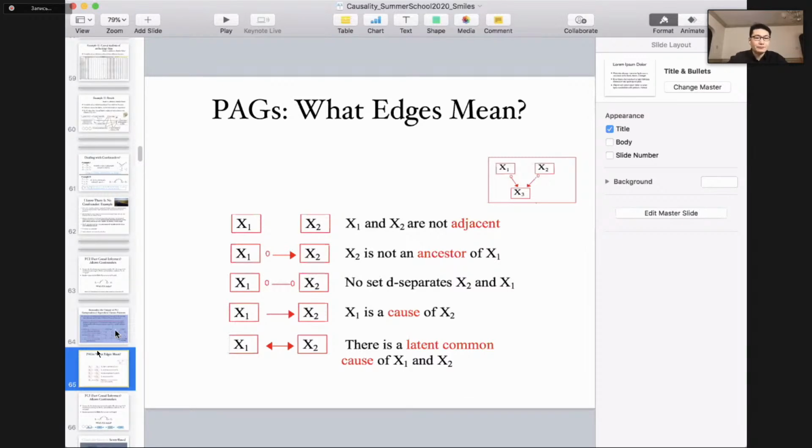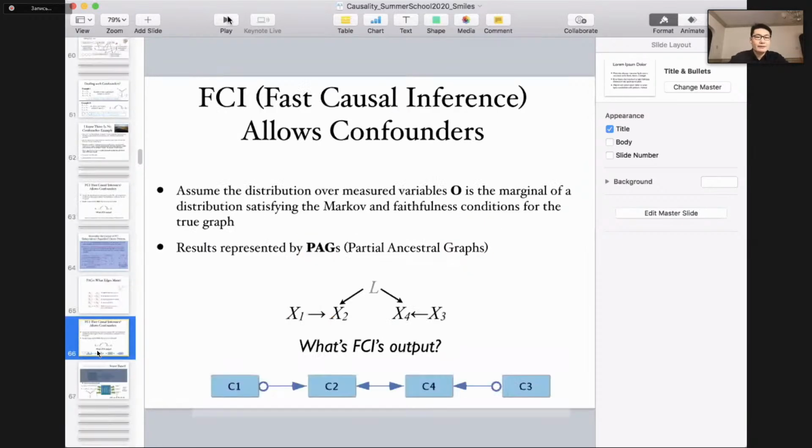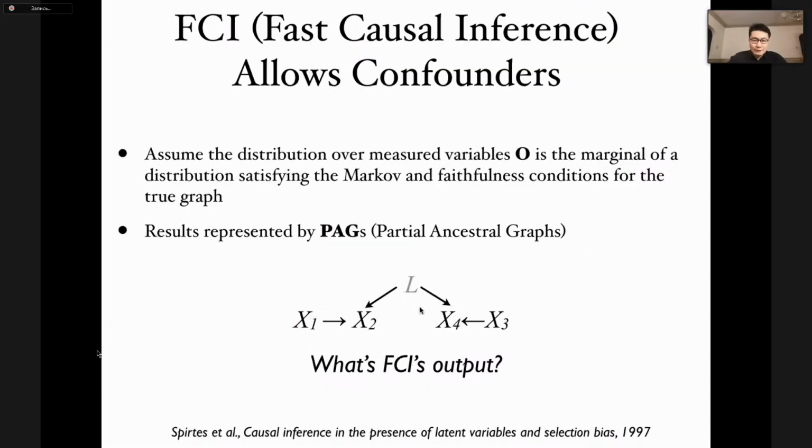Okay, now remember this example. This is the second example. Right here, we have 4 variables, right? And now we have a confounder. We generate the data from this graph. Suppose we have enough data. So what do you think would be the output of FCI on the observed variables X1, X2, X3, and X4?